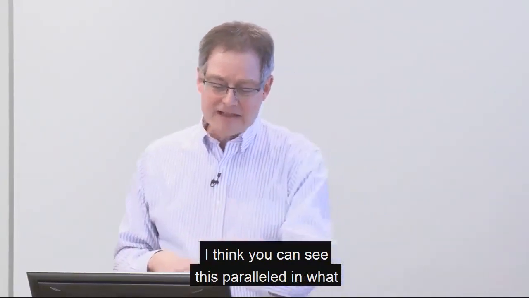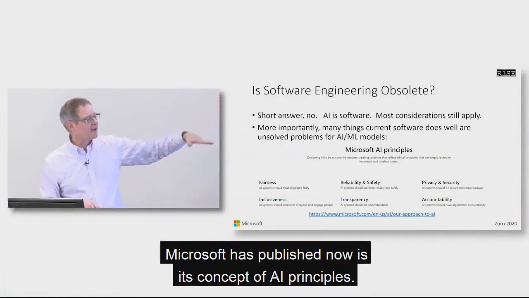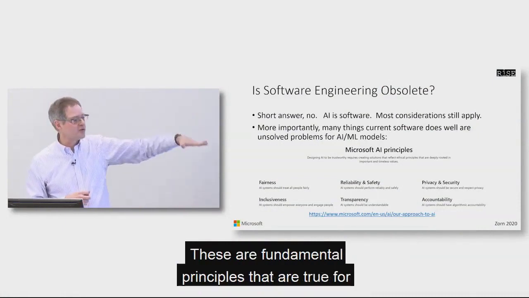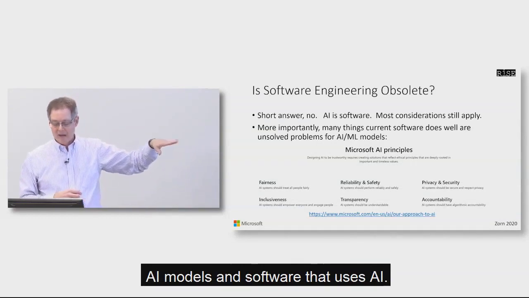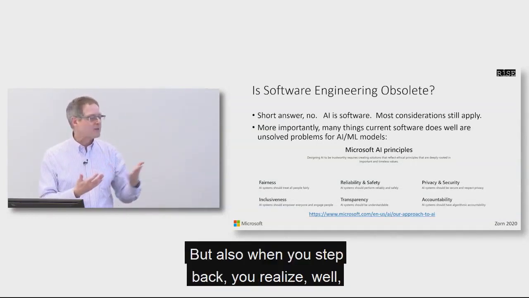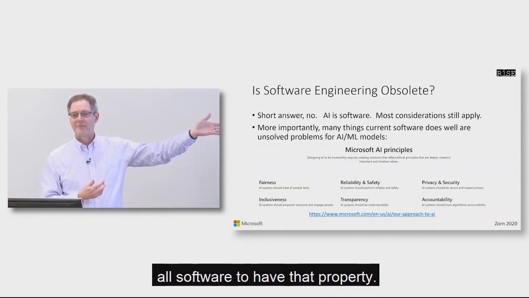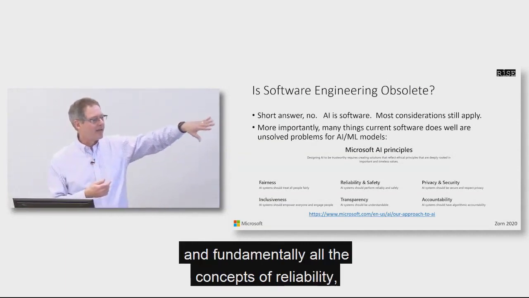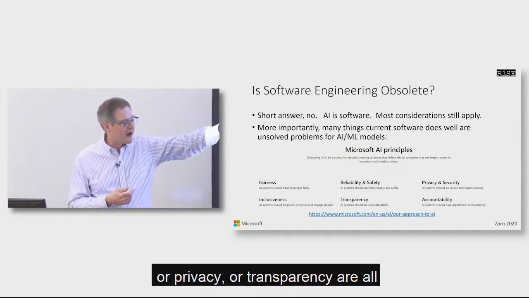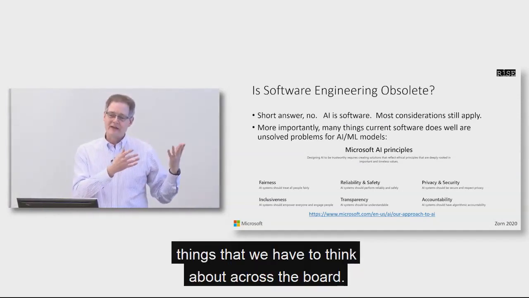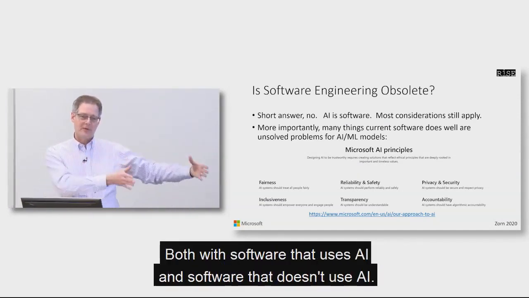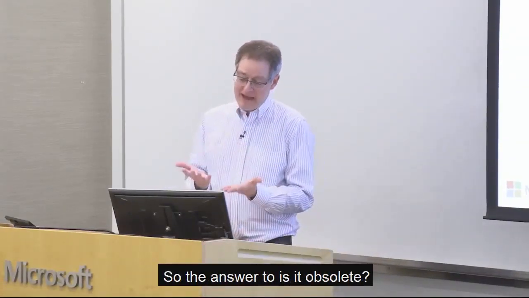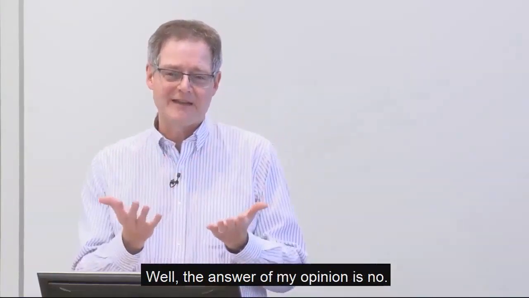And I think you can see this paralleled in what Microsoft has published now as its concept of AI principles. These are fundamental principles that are true for AI models and software that uses AI. But also, when you step back, you realize, well, these are just things that you want all software to have. It's not just AI software. It's all software. And fundamentally, all the concepts around reliability or privacy or transparency are all things that we have to think about across the board, both with software that uses AI and software that doesn't use AI. So the answer to is it obsolete? Well, the answer, in my opinion, is no.